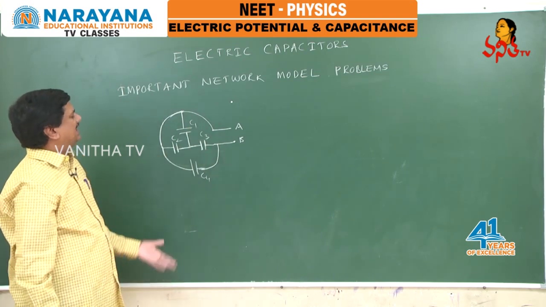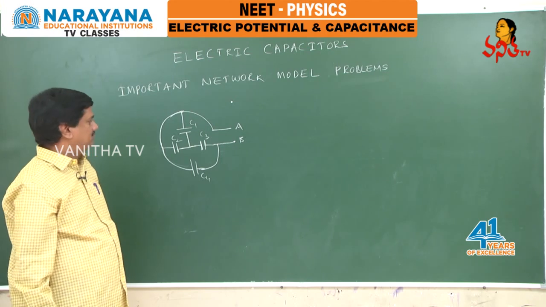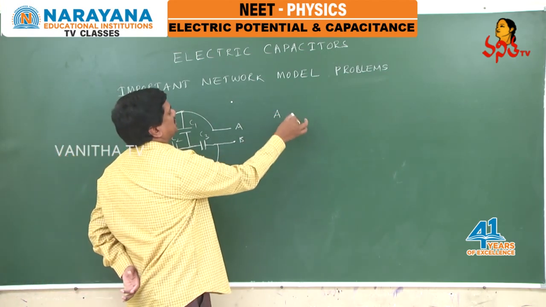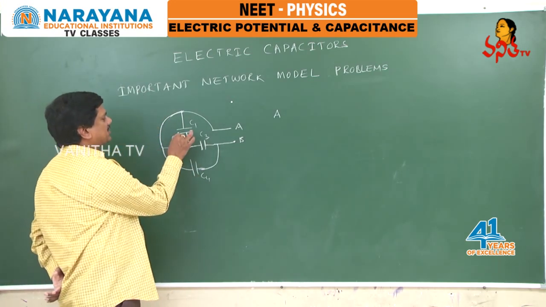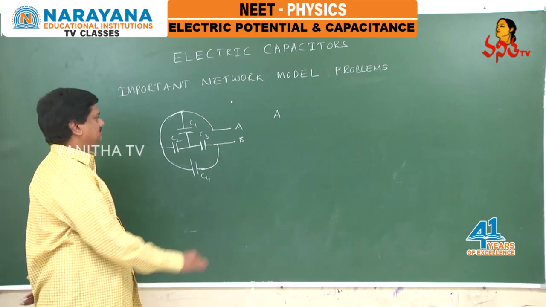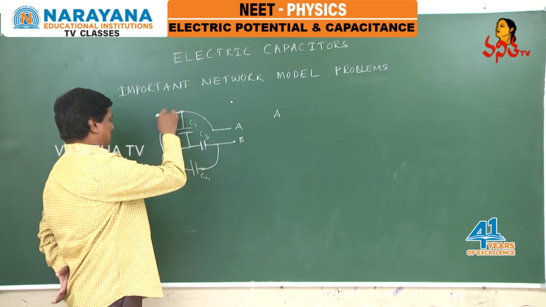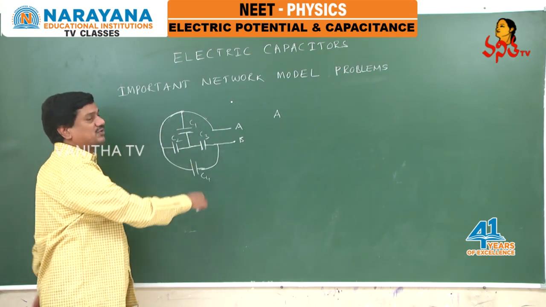By seeing the diagram directly, I may not be able to say which are in series and which are in parallel. But my suggestion is, draw the equivalent circuit diagram. Start from A. From A, how many capacitors actually started? C1 is started from A. C2 is also started from A. If you see C4, even C4 is started from A.